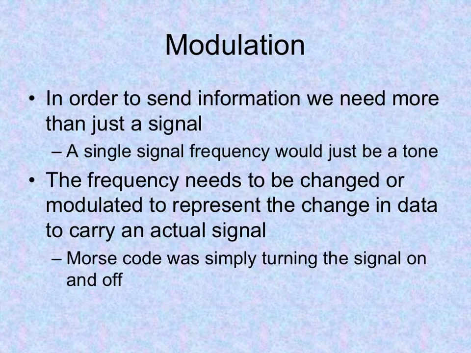But in order to send information, we need more than just a signal. Because if you just send out that signal, all you're going to get is some tone. Just a generic, flat, single frequency tone. So in order to transmit actual information within our electromagnetic wave, we do something called modulation. We modulate the electromagnetic wave. Back when it was just Morse code, they just turned on the signal and turned it off. So it was on, off, very easy.